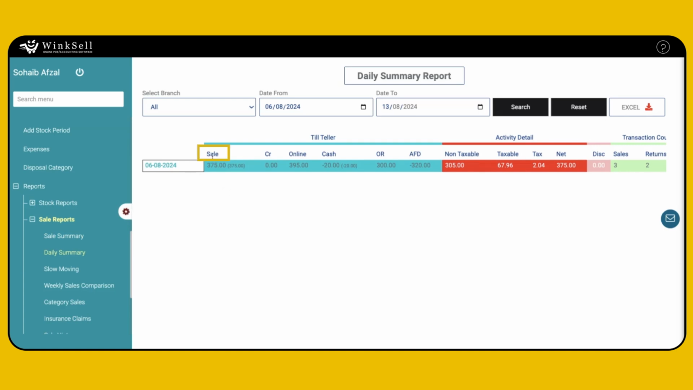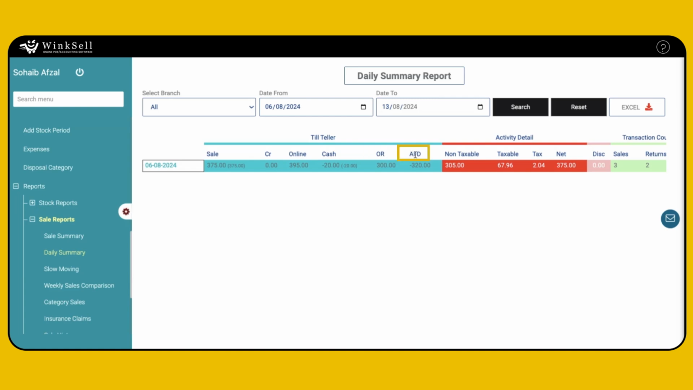The sale column indicates the total sale revenue. CR indicates the total credit sales. Online indicates the total card bank sales, and cash is the revenue collected in cash for the day. OR stands for Old Returns, which refers to the return of the invoices from the previous days, processed on the current day.